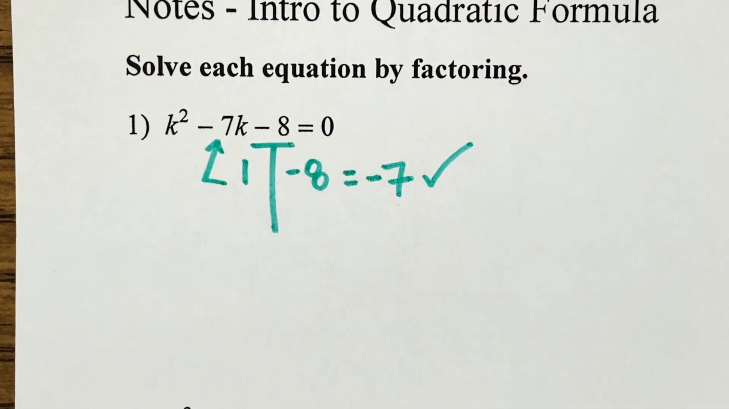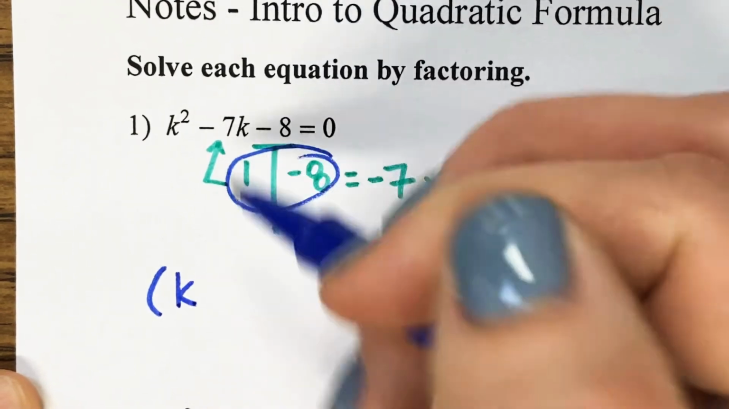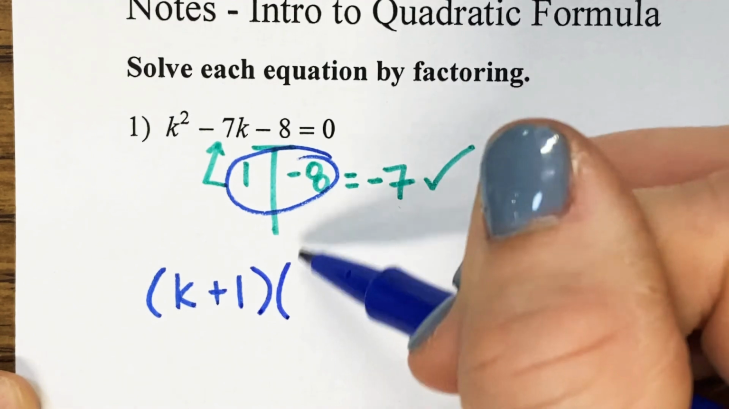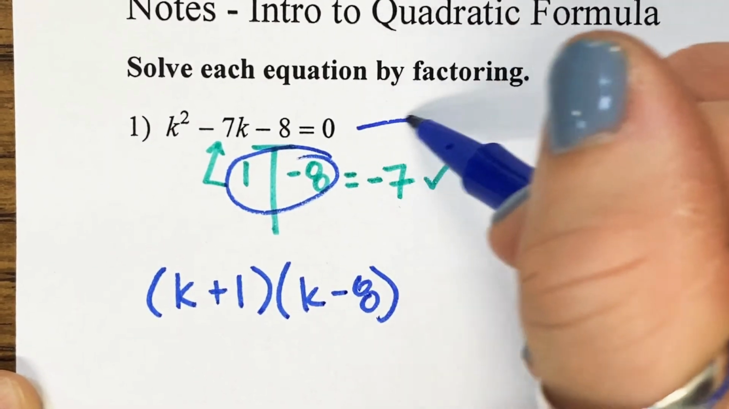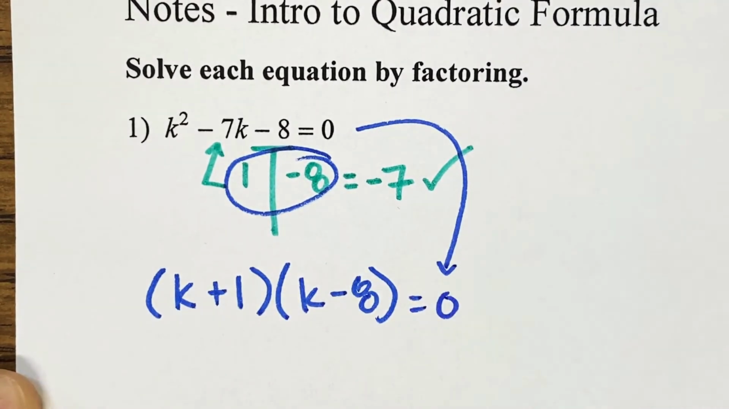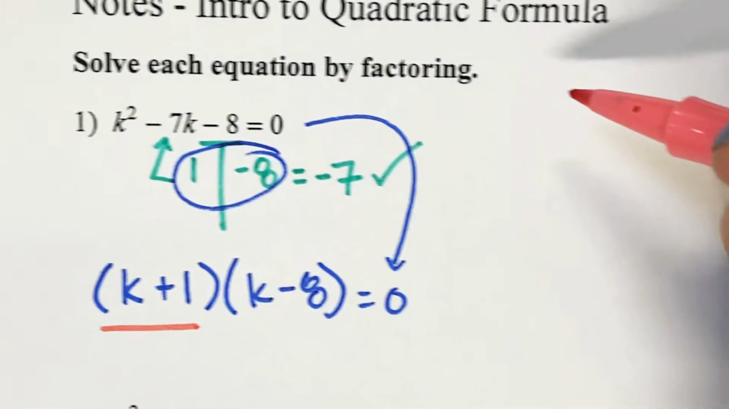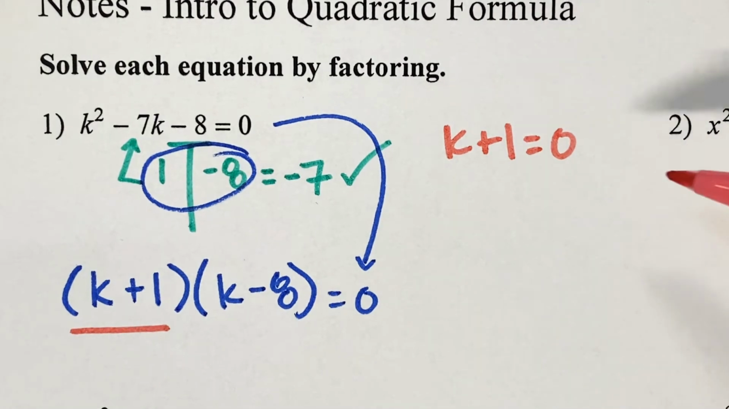Wow, that was lucky. We got it on our first try. So we found our two numbers. That means we can write our parentheses. Our variable is k, so k plus 1 for +1 and k minus 8 for -8. Okay, we need to bring down our equals 0 because now we need to go ahead and take each piece and solve it. Okay, so I'm going to take my first piece, which is k plus 1. I'm going to set it equal to 0 so I can solve it.